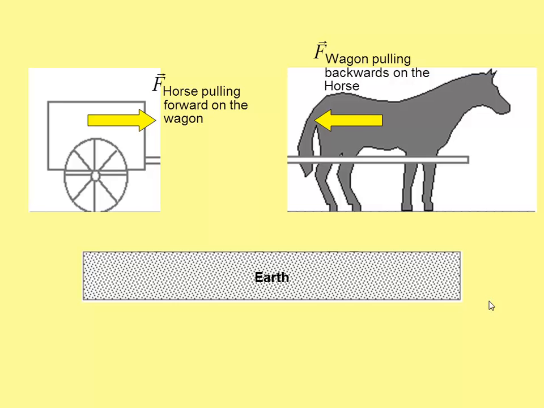So the horse is definitely right about that. However, how many of those two forces act on the wagon? And how many of those two forces act on the horse? Well, hopefully here you're saying one acts on the wagon and one acts on the horse. Well, there you go. If only one force acts on each object, then they can't cancel out. In order for two forces to cancel, they have to both act on the same object.